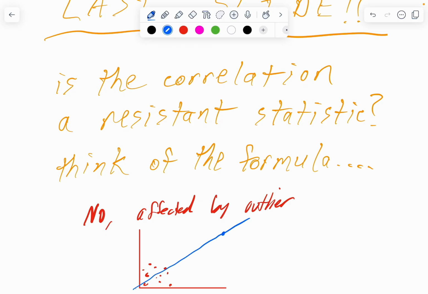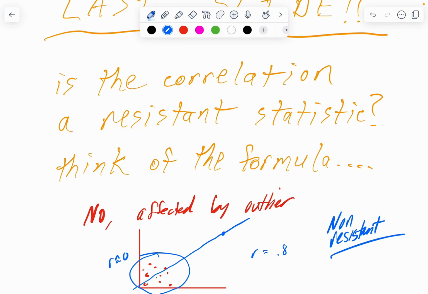okay, now it's going to make this correlation coefficient like positive 0.8, but in reality, the correlation coefficient of just that red swarm down there is basically 0. So yes, correlation is affected by outliers, which means correlation is non-resistant to outliers.